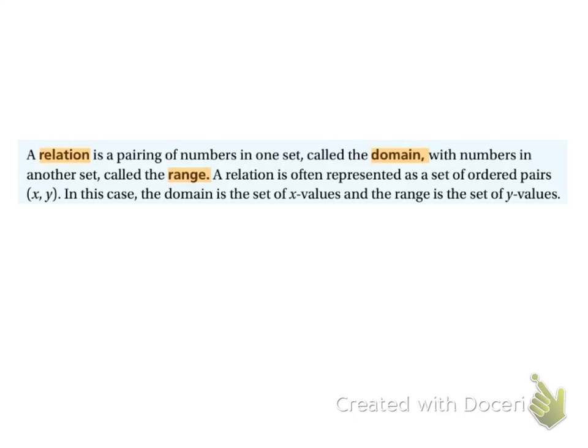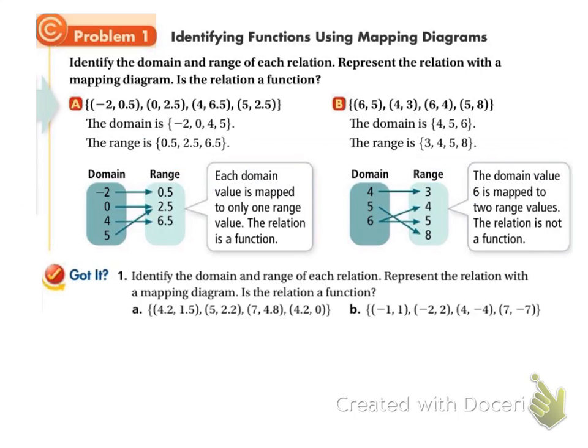Usually we express a relation as an ordered pair, x comma y. So let's look at an example. Each of these is a relation. They give us 4 points here. The x is our domain. All these first numbers that are circled are our domain, and they list it out in brackets right here.